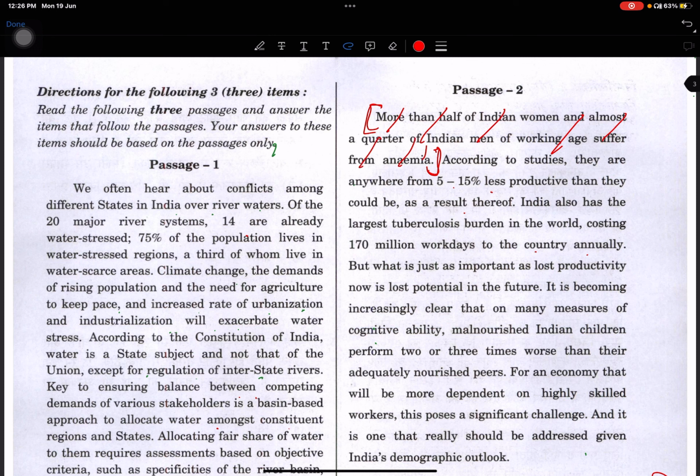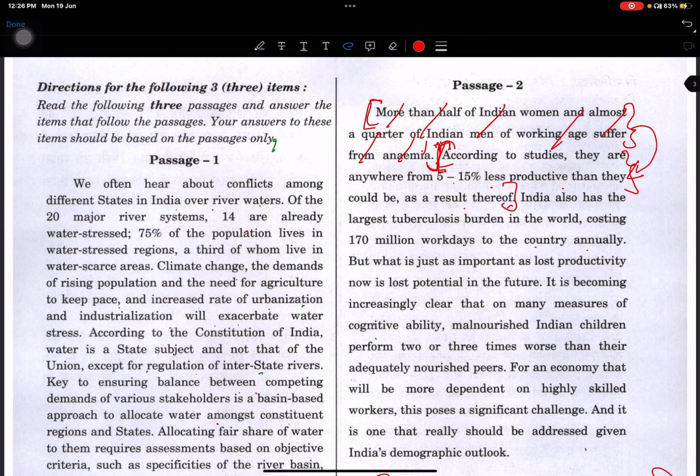According to studies, they are anywhere from 5 to 15% less productive than they could be as a result thereof. This line, there was a problem, it is telling the effect of it. Okay, so I will not say don't pay attention to this, but pay less attention to this line.